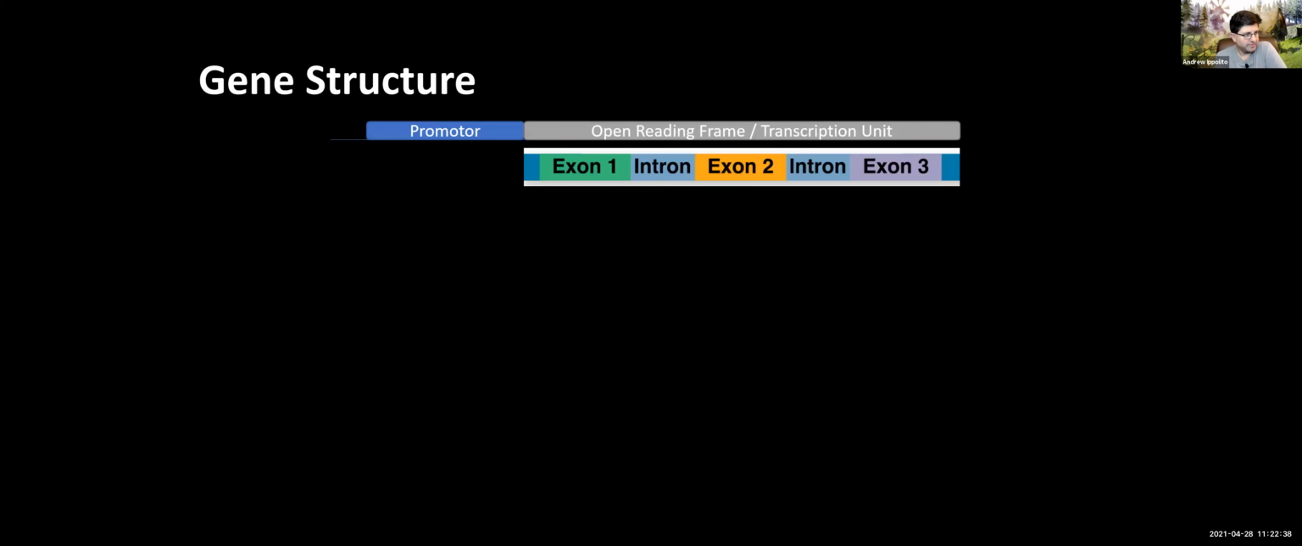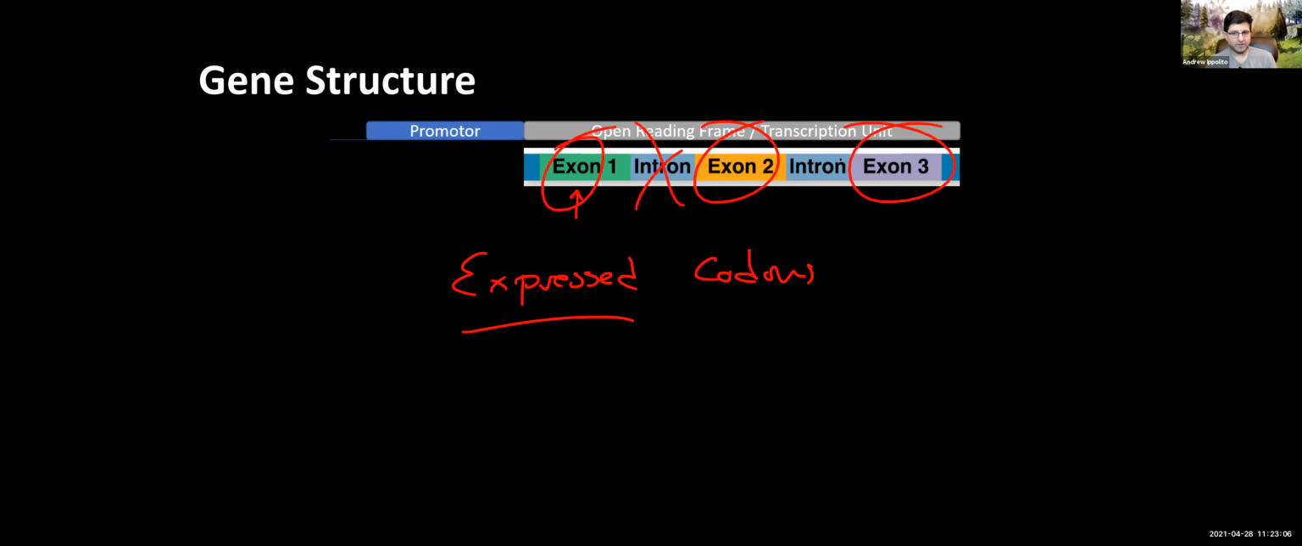Now the next layer of complexity. Eukaryotic genes and archaeans, within their open reading frame, contain two fundamental types of sequences. They're called introns and exons, or exons and introns. The exons are the important thing. Think of them as the expressed codons. So we want just the exons. We don't want the introns in our RNA.